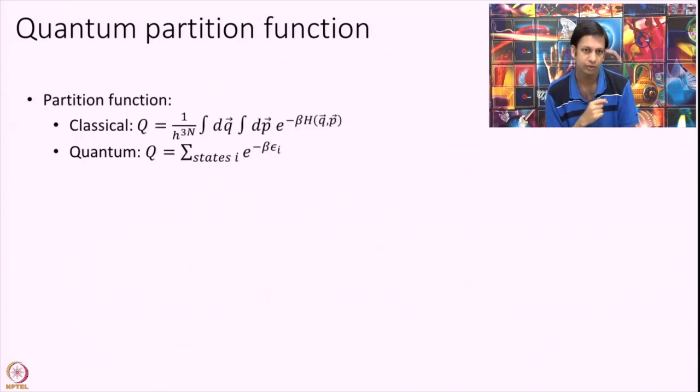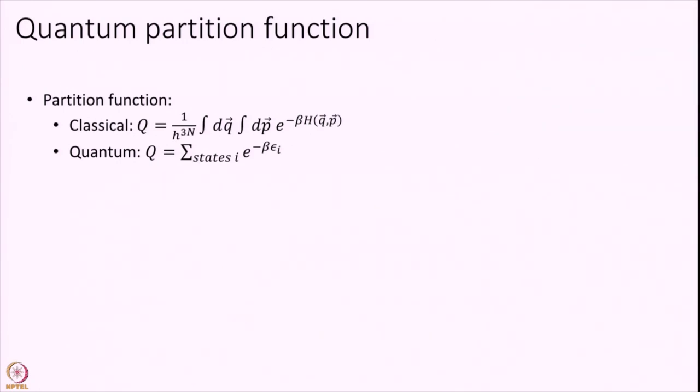Okay, so we have now a quantum partition function defined as Q equal to the sum over states i of e to the power of minus beta E_i. I will just provide one little comment. Imagine you have these states. What happens in quantum mechanics is you have different states with different energies. So let's say I have a bunch of states with different energy.